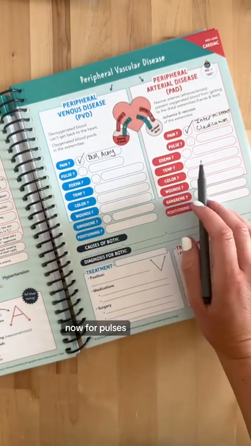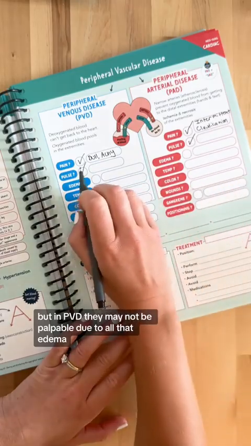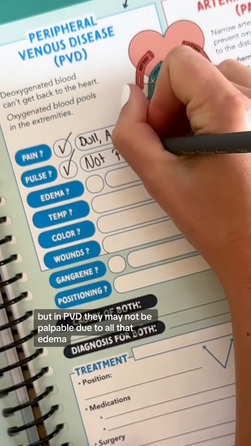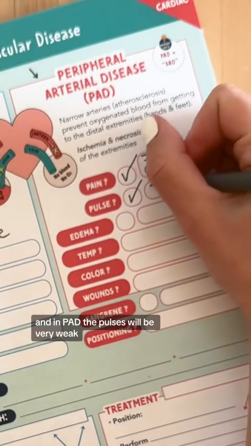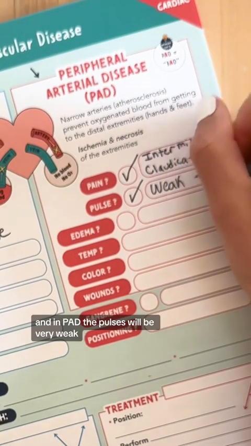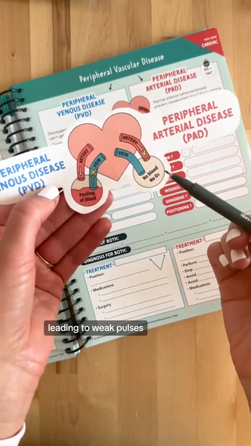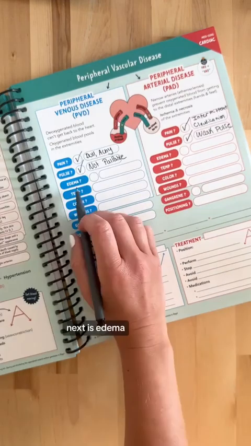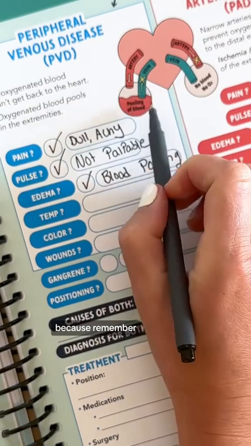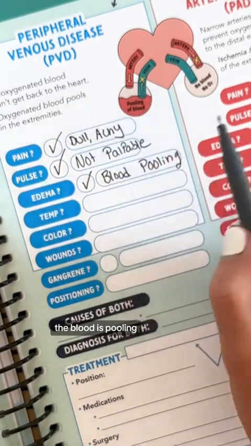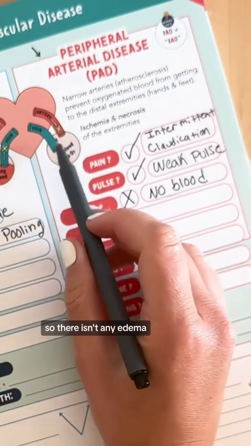Now for pulses. They both will have pulses, but in PVD, they may not be palpable due to all that edema. Again, these patients' legs are filled with blood. And in PAD, the pulses will be very weak. This is because there isn't a lot of blood flow getting to the area, leading to weak pulses. Next is edema. There will be edema in PVD because remember, the blood is pooling, but not in PAD because there isn't any blood, so there isn't any edema.